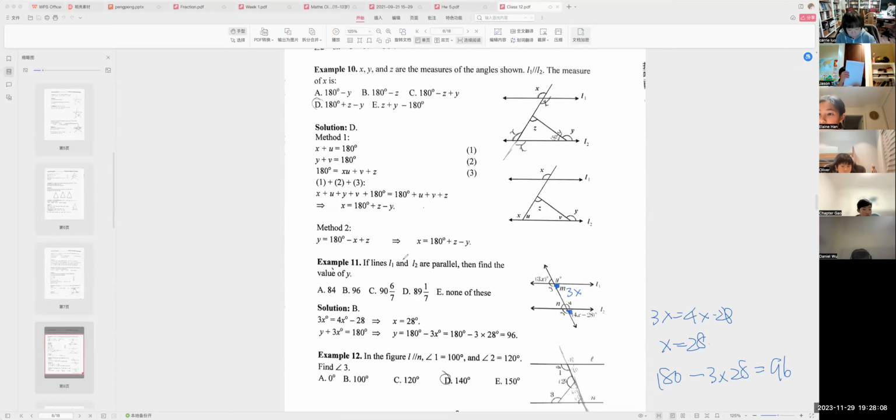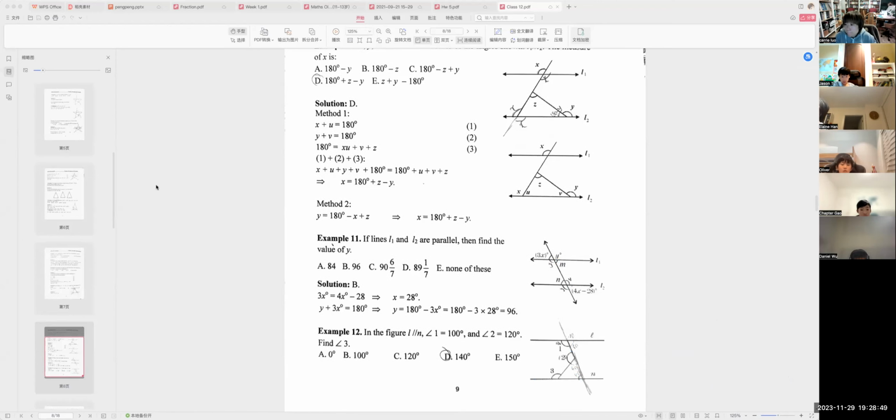Okay, so first of all, because angle 1 is 100, so obviously this one is 80, right? And because of this 80, and because L and N are parallel to each other, this one is also 80. Okay, so everybody, if this is 120, so this one is 60. So very easy, angle 3 equals 60 plus 80 equals 140. Very easy, correct?